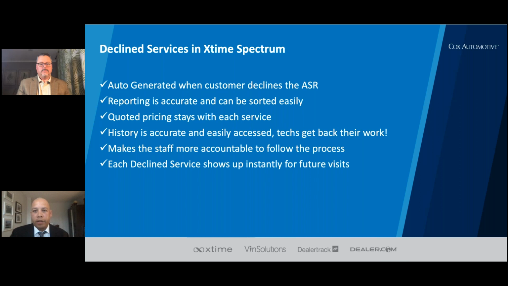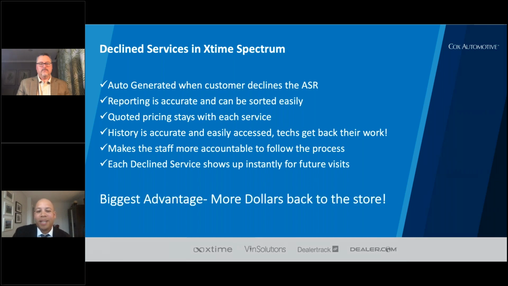The system will store everything that's part of that quote. The staff will be more accountable to the whole process, but they'll enjoy doing it simply because they don't have to go crazy. Everything is right there for them, and there's no extra work that they need to do. With that, there will be more profit coming back to the store, because all the information is accurate, and it will make your store look much more professional, where there's no second guessing or "Let me go back and find those old missing ROs." I think more dollars to your store.